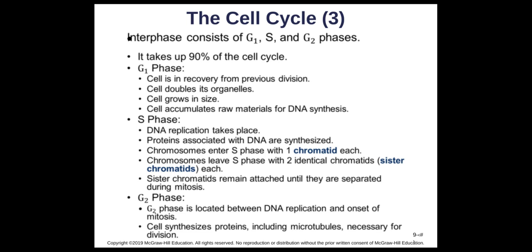Then during G2 phase, we are going to have this shortened phase between DNA being replicated and mitosis starting. But that phase is when we're going to make any more proteins that we need. We're going to make our microtubules that we need. Anything that we just need some more of is going to be made then.